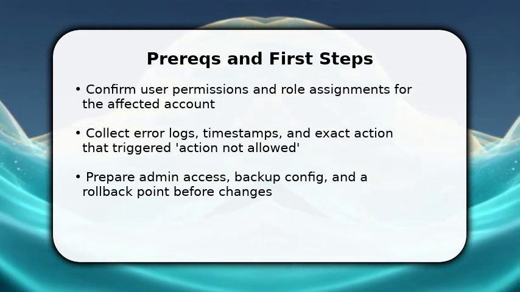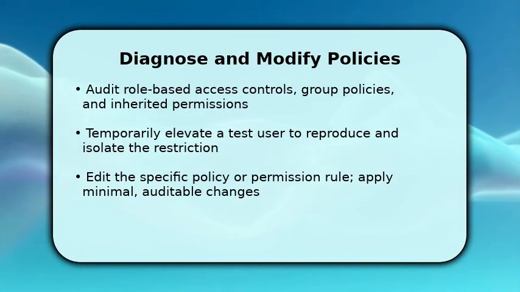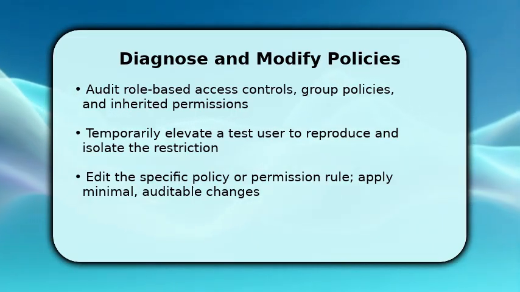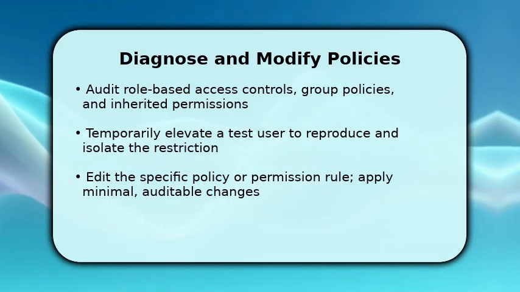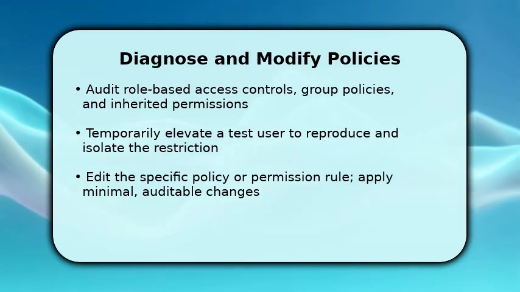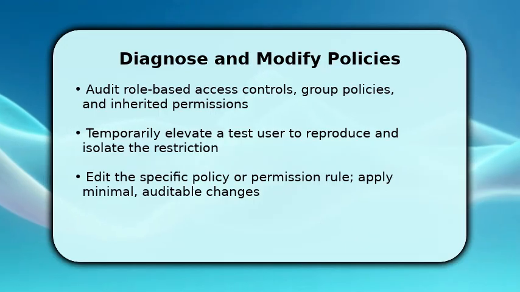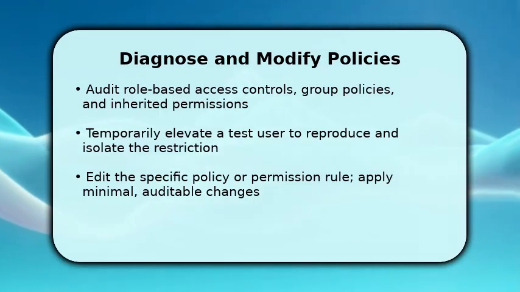Next, you perform a focused audit of RBAC, group policies, and inherited permissions to find the exact denial. Once done, reproduce the error by elevating a single test account so you avoid system-wide changes. This isolates the rule causing the block.